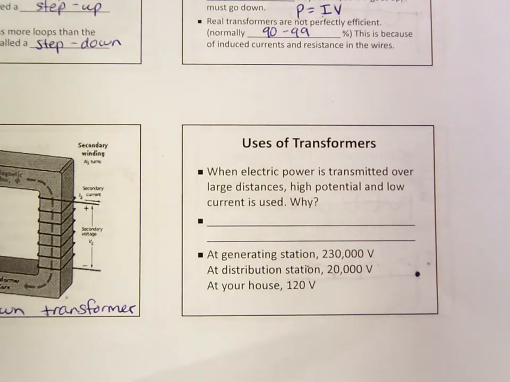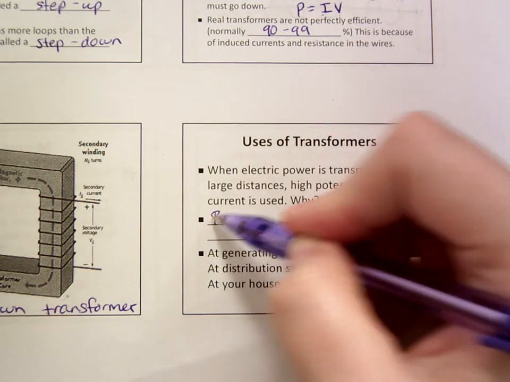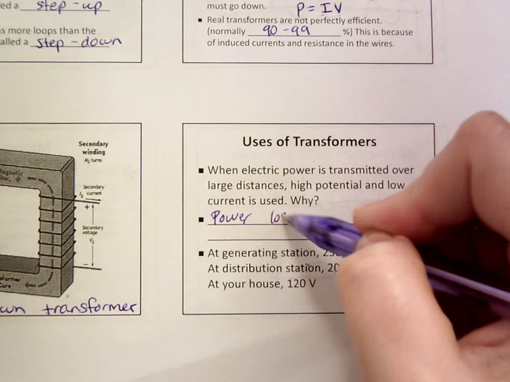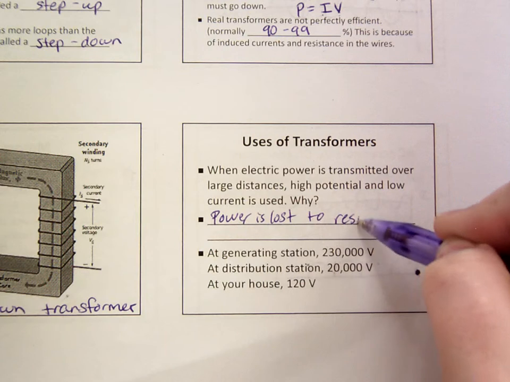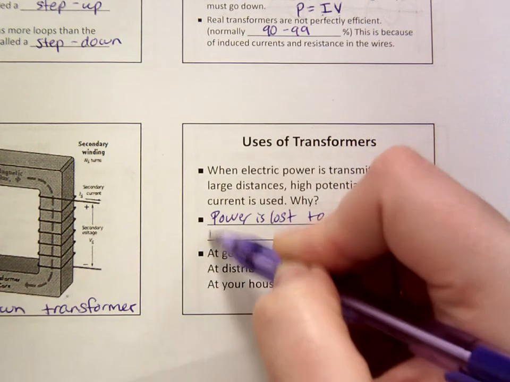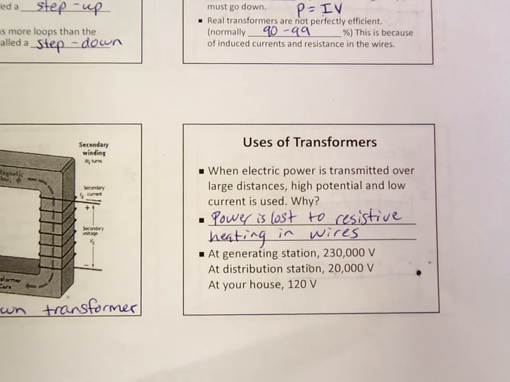Now, electric companies, when they transmit our electrical power, they do so with really, really high voltages, but very low currents. The reason they do that is what I was mentioning before about the efficiency. We always have some power that's lost, and power is lost to resistive heating in the wires. So the wires have a lot of resistance in them, which is going to oppose the motion of the current, and we get some of our power loss because it changes to heat.